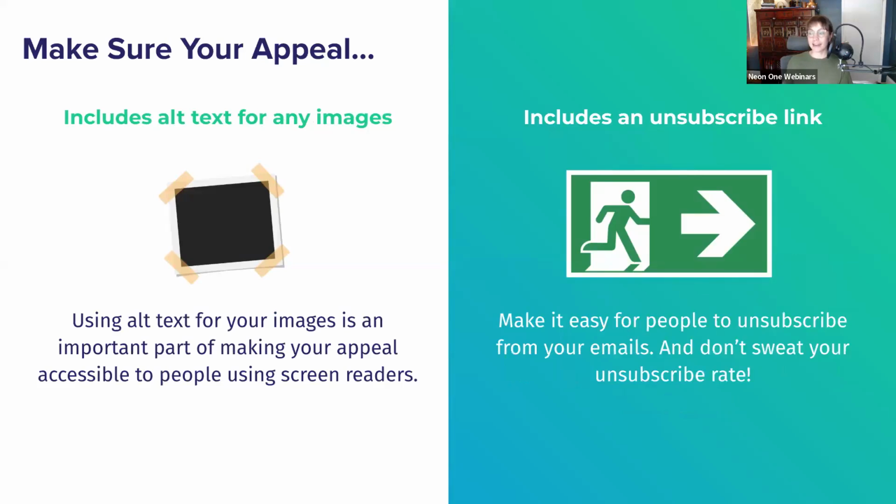Okay. We also want to make sure that any images you use include alt text. So you should be able to see where you can include that in your email service provider. Alt text is text that doesn't necessarily display in an email, but it describes what's happening in your images or what your images include. Including that is an important way to make your email accessible to people who are using screen readers.